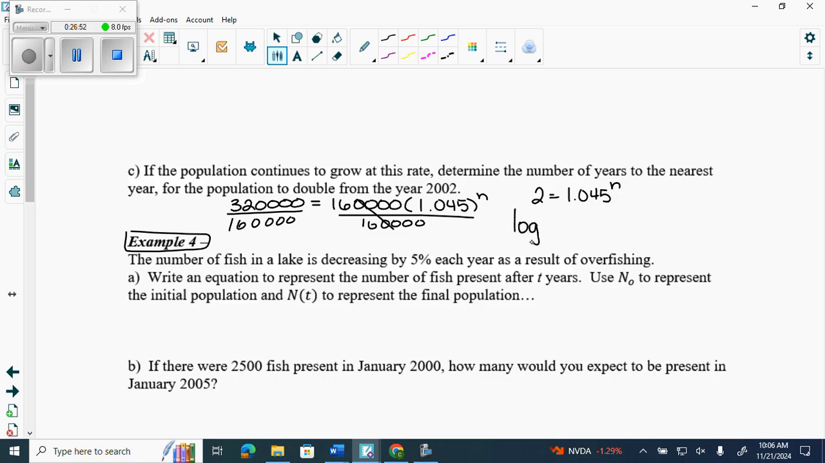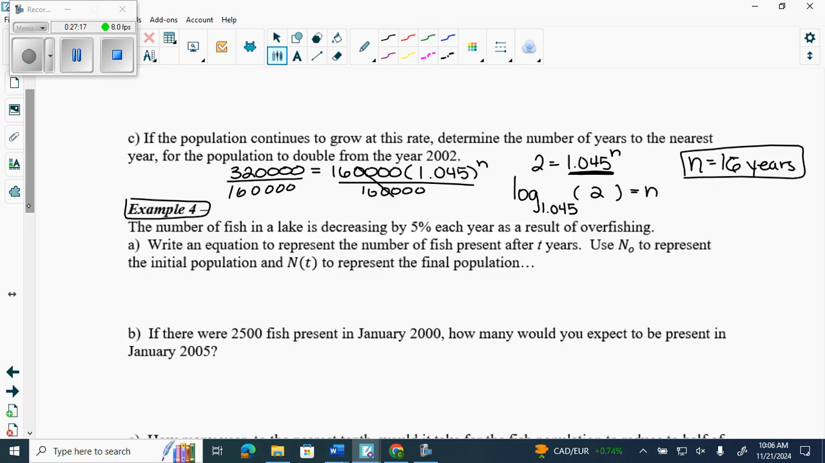So I get log base. I look for the base of my exponent. What's the base of my exponent? So that's going to go down here. So what's going to go beside my log? 2, and it's going to equal. So what do we get? 16. It says nearest year. All right.